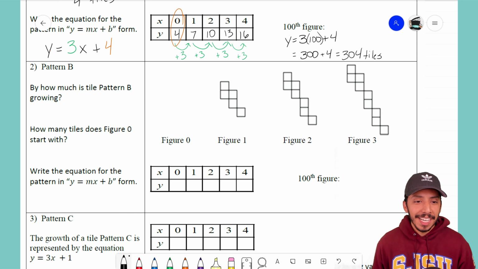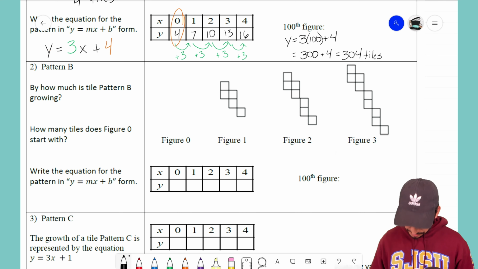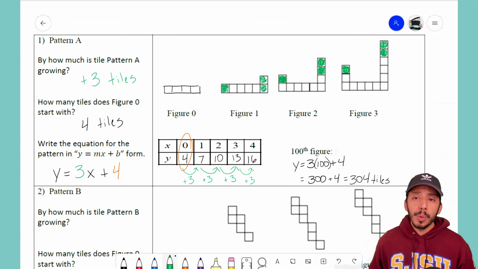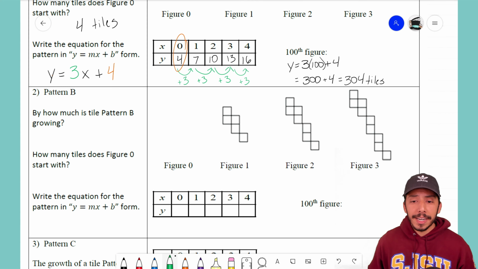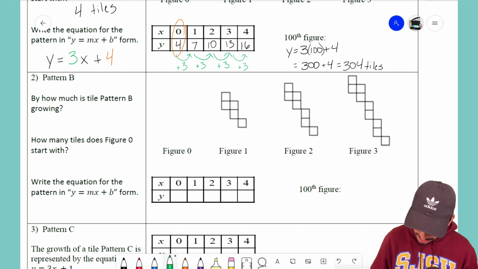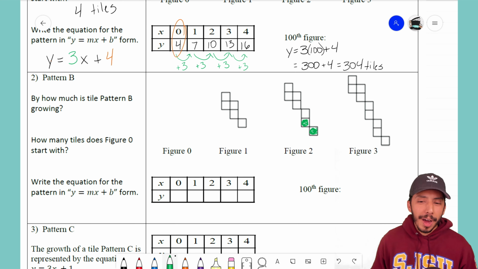The first question says, by how much is tile pattern B growing? Well, again, I see figure number 1 here, figure number 2, and figure number 3. And I'm going to do the same process that I did in the earlier example, where I shade in the tiles that were added. So I'm looking here at figure number 1 and I can see figure number 2 here. And it looks like the pieces that they added are on the bottom.